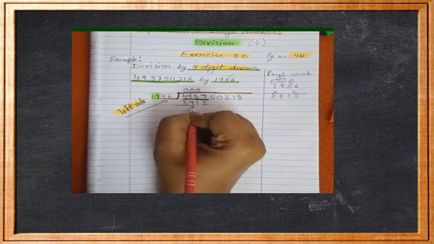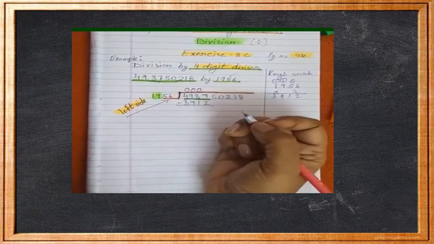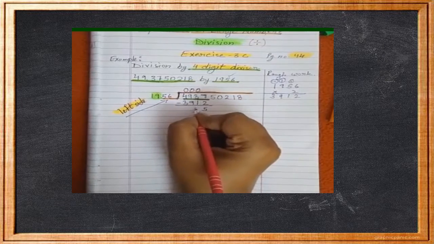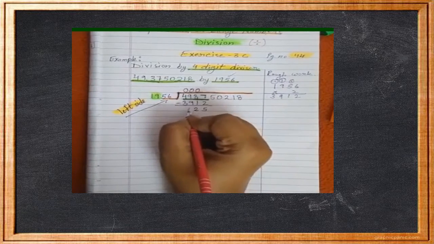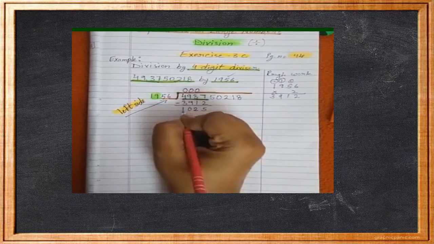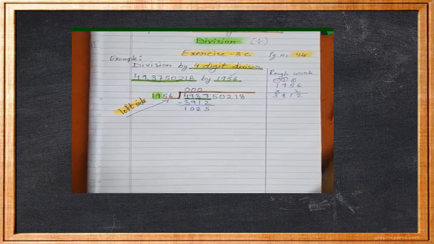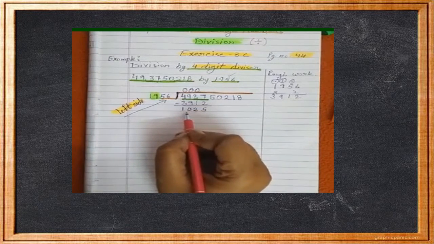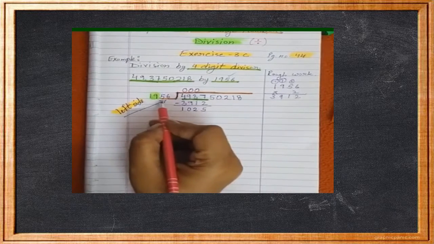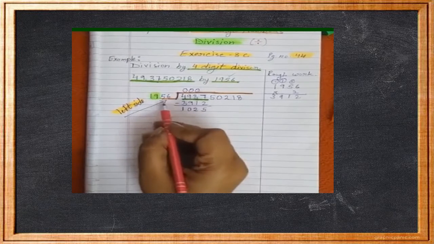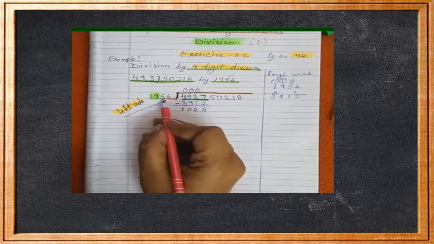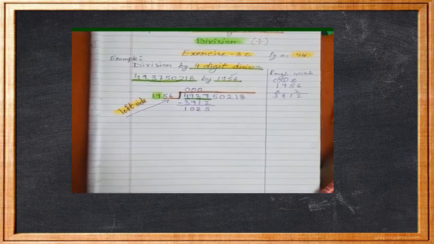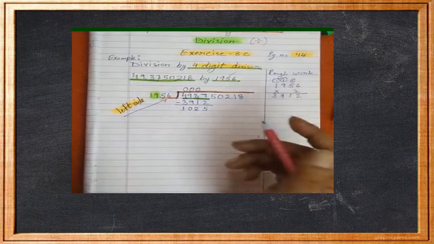3,912. Yes. And now do subtraction here. Yes, children. 7 minus 2, 5. 3 minus 1, 2. 9 minus 9, 0. 4 minus 3, 1. This is your remainder here. And children, always remember, your remainder will always be smaller than the divisor. If it is bigger than the divisor or equal to the divisor, that means your division is wrong. Okay. Now children, see.